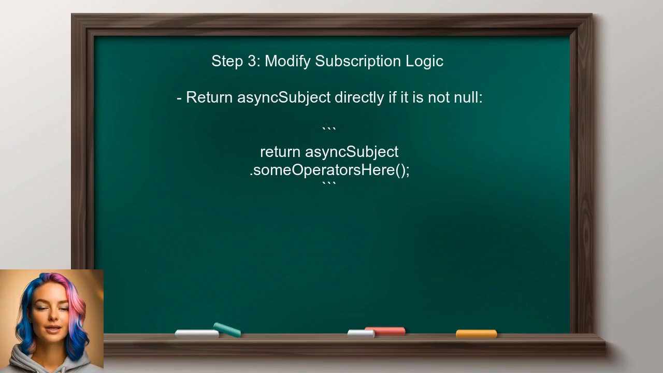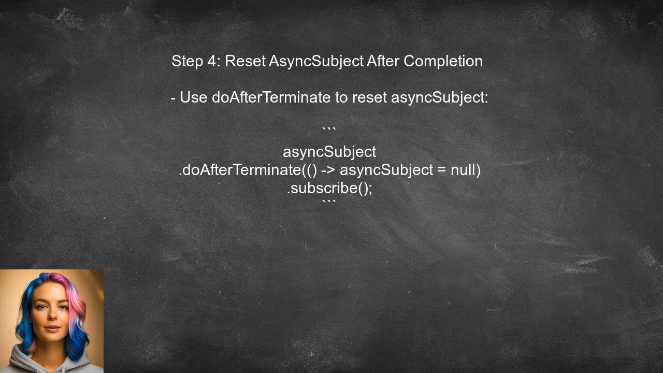After that, the user should modify the subscription logic to ensure that the existing AsyncSubject is returned if it is already in progress. This avoids unnecessary network calls. Finally, the user should ensure that the AsyncSubject is reset only after the network call has completed. This can be done using the doAfterTerminate operator.